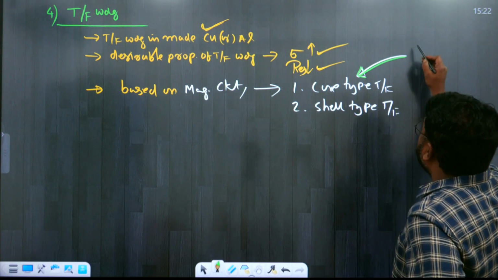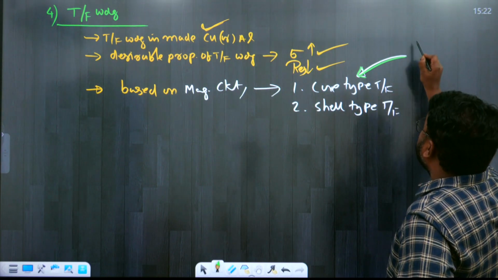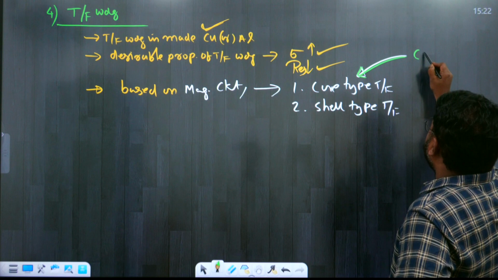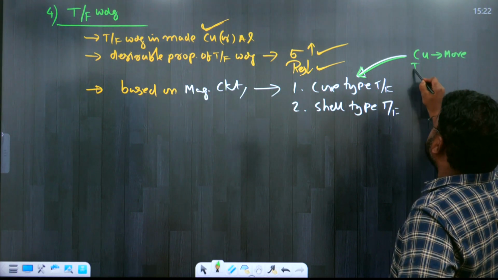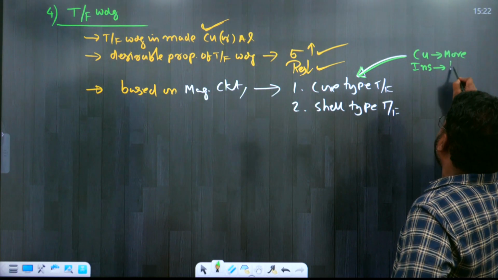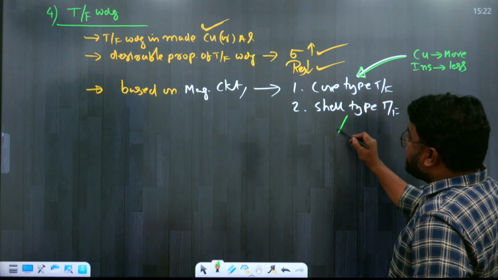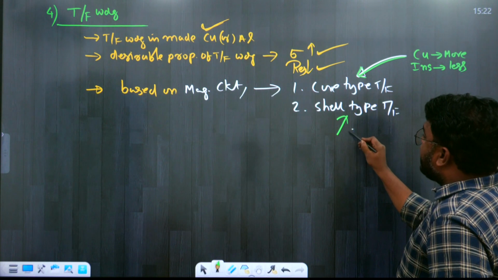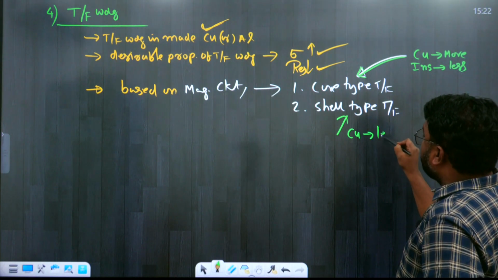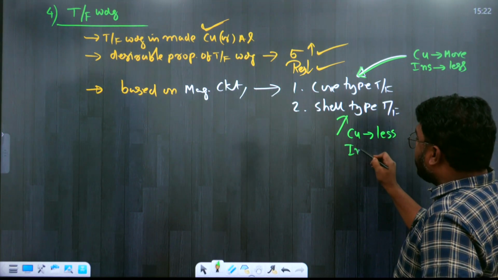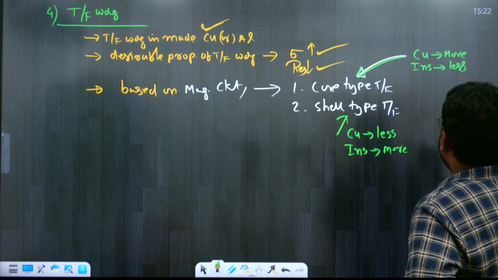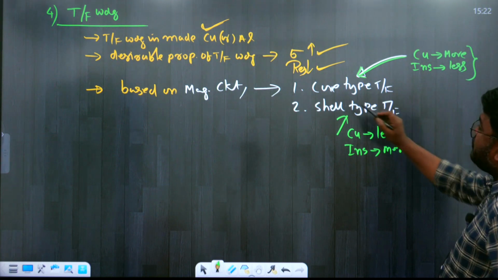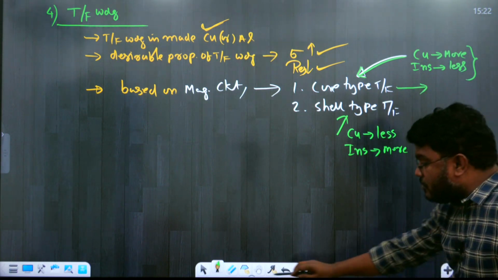In order to design the core type transformer, the copper requirement is more and the insulation requirement is less. And in order to design the shell type transformer, the copper requirement is less and the insulation requirement is more. From the applications point of view, the core type transformer is preferable.